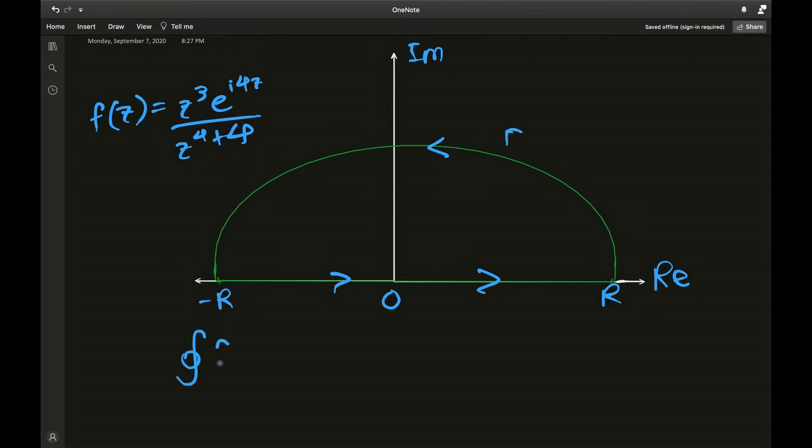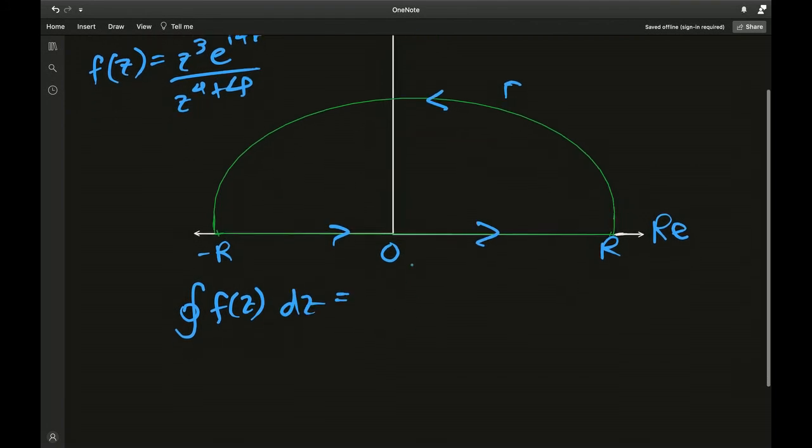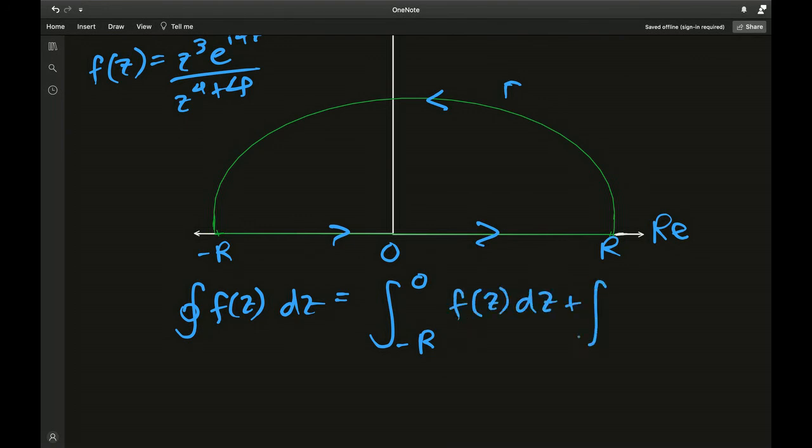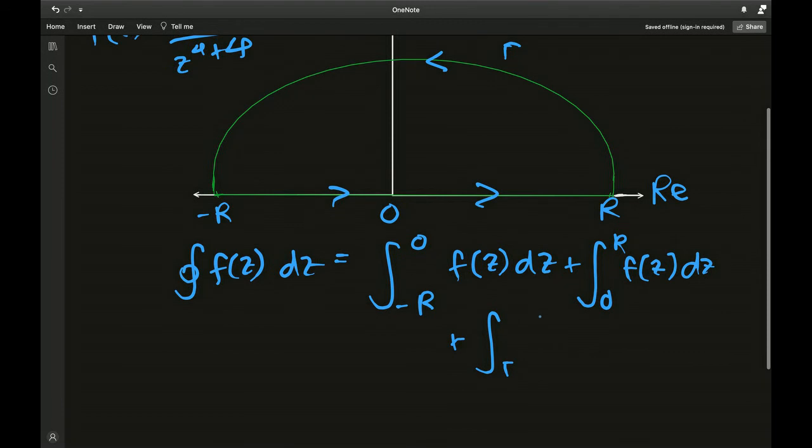So our contour integral of f of z dz is actually going to be the integral from minus r to 0 of f of z dz, plus the integral from 0 to r of f of z dz, plus this curvy bit, the integral over gamma of f of z dz.